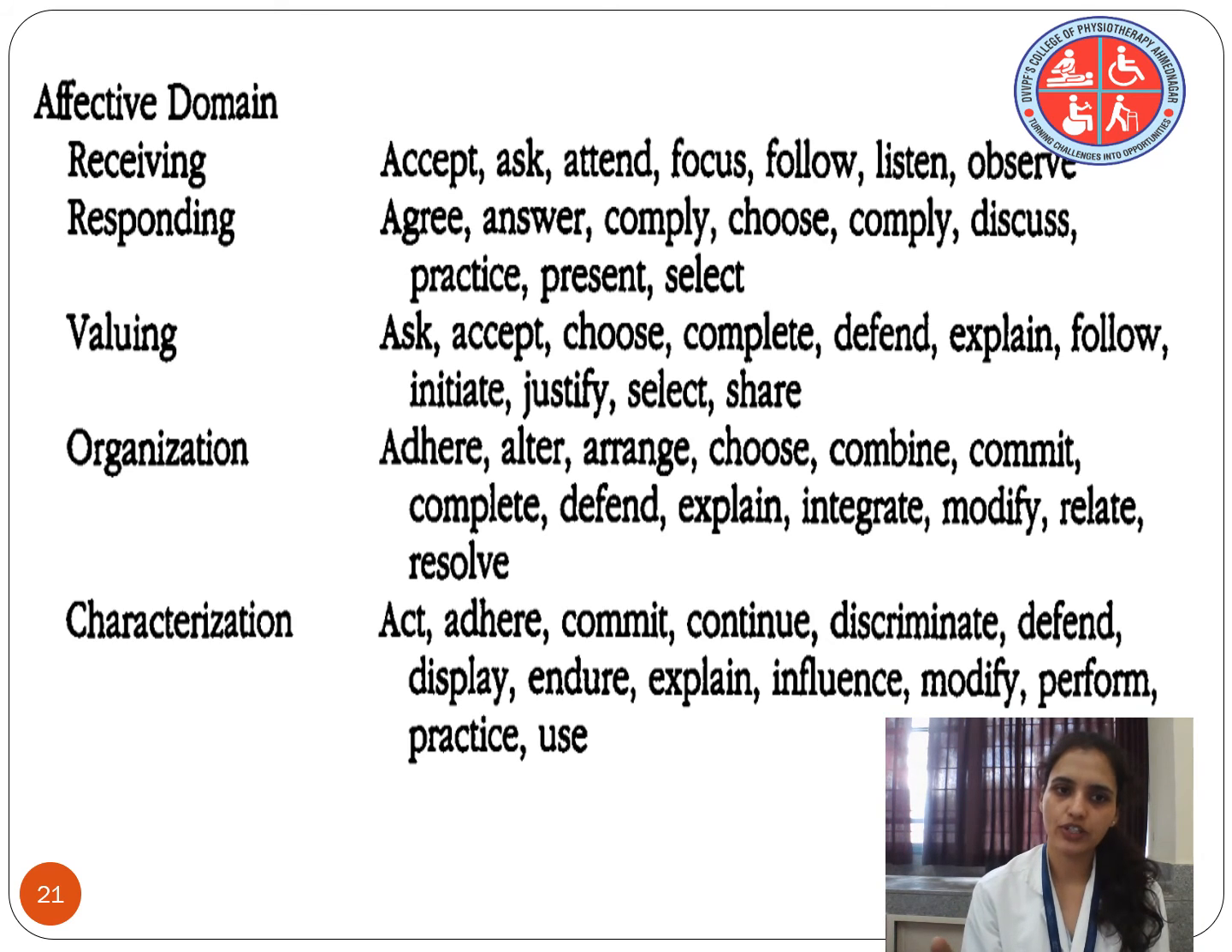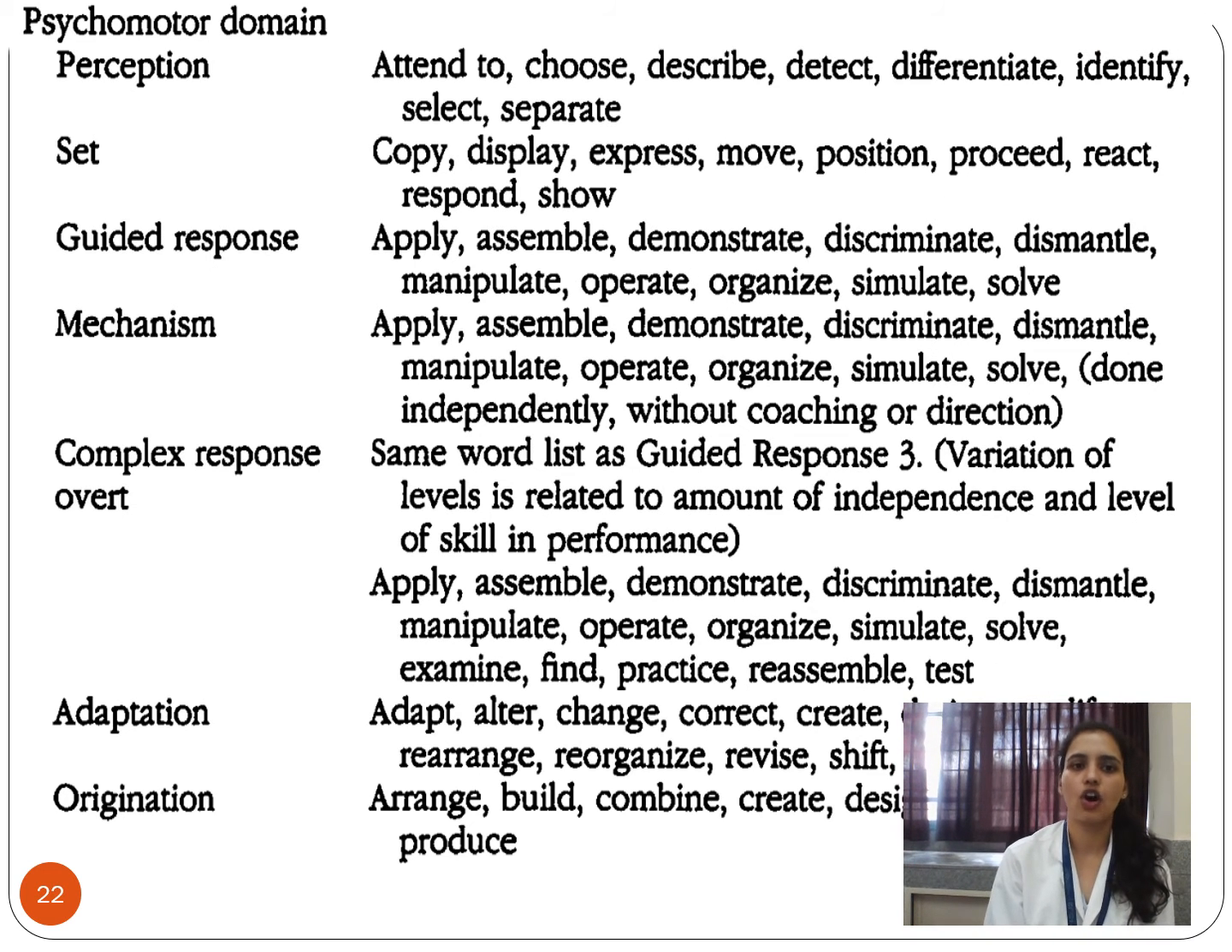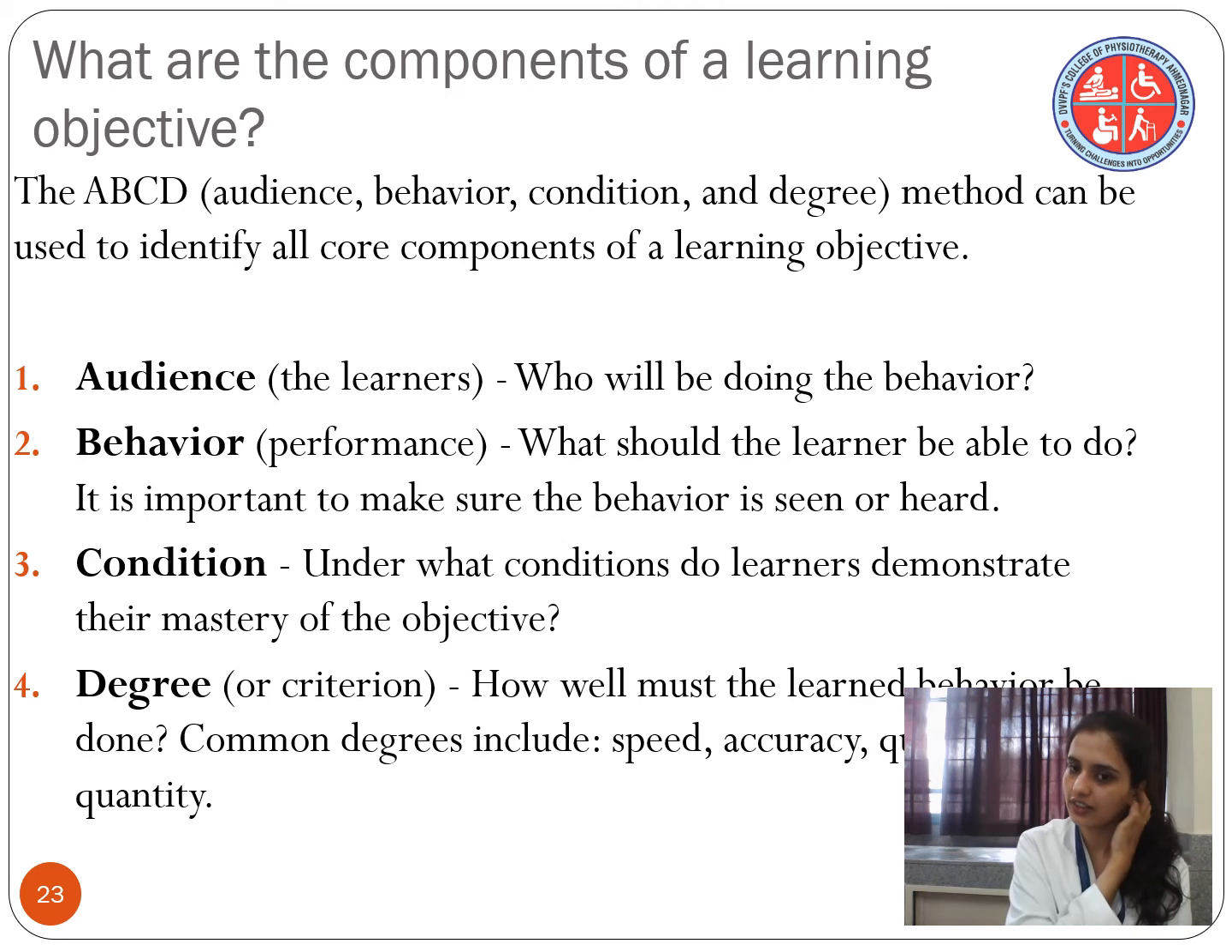Then the affective domain. In the affective domain there are evaluating or organizing from the heart, like accepting or asking or attaining or focusing. So the student will be able to focus on. In that way you should write your objective. In the psychomotor domain there are parts like perception, set or guided responses. Like the student will be able to attend or able to choose among or between the two. Like that we can write our objective at the beginning of the lecture.